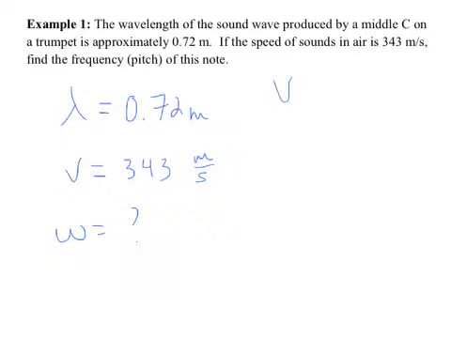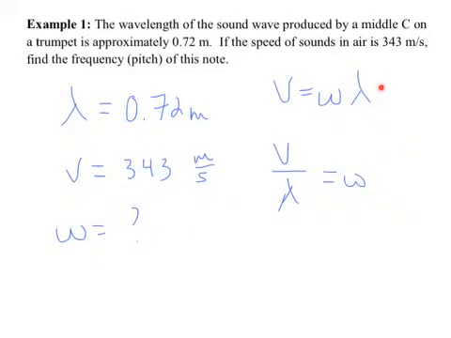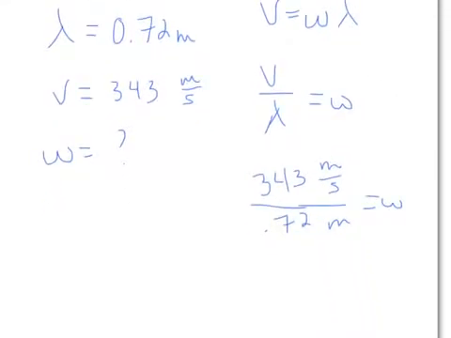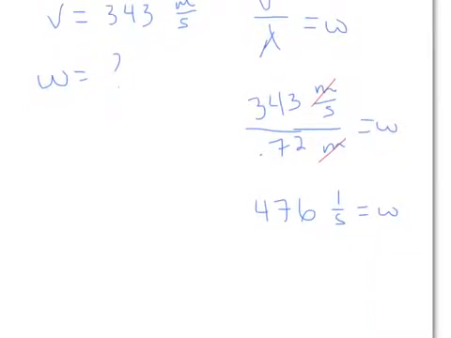So we could start by saying, all right, well, v equals omega lambda. We want to solve for omega, so v over lambda equals omega. We divided by this lambda on both sides. Now plugging in, 343 over 0.72 meters per second over meters equals omega. This is going to give me a value of 476. Notice here that the meters cancel out. That leaves behind 1 over seconds. Well, 1 over seconds, that's the definition of hertz. So the frequency is 476 hertz.